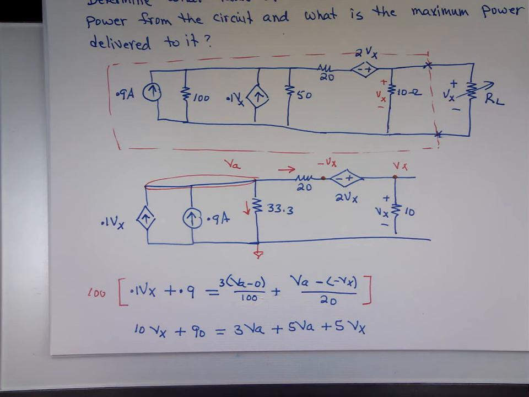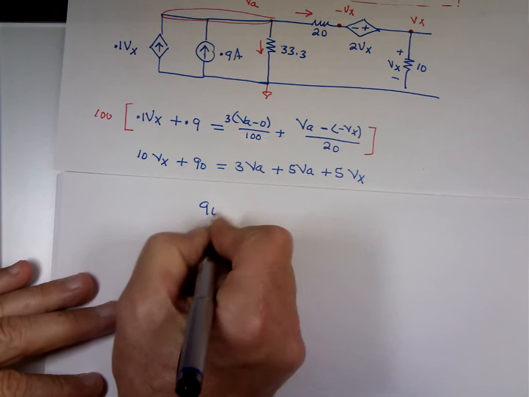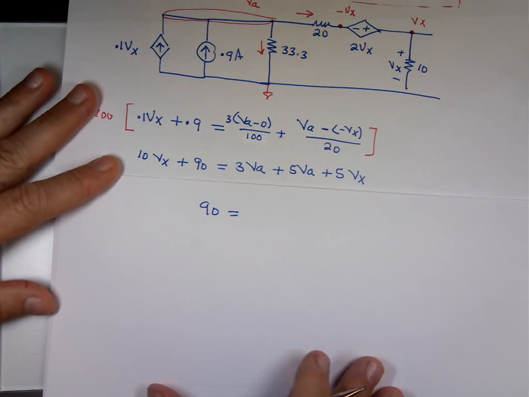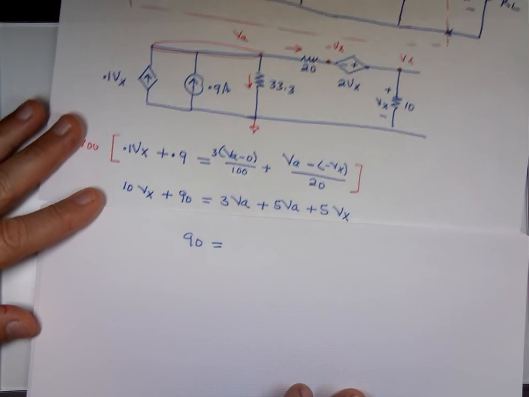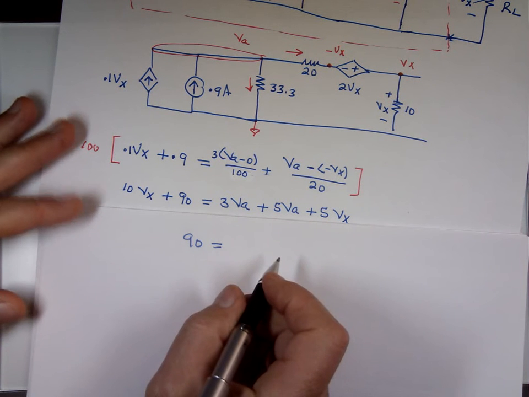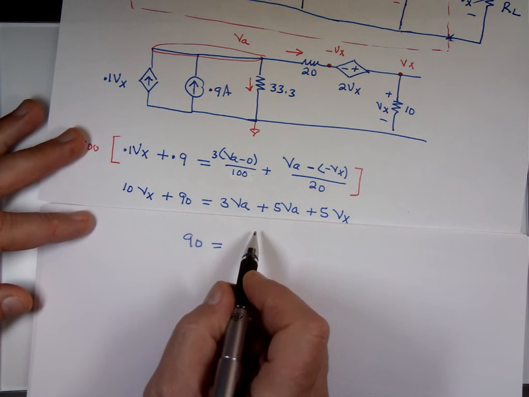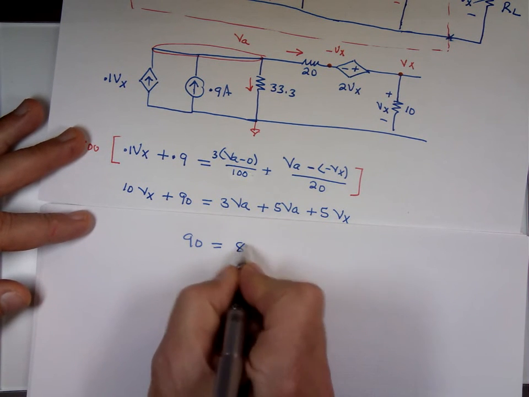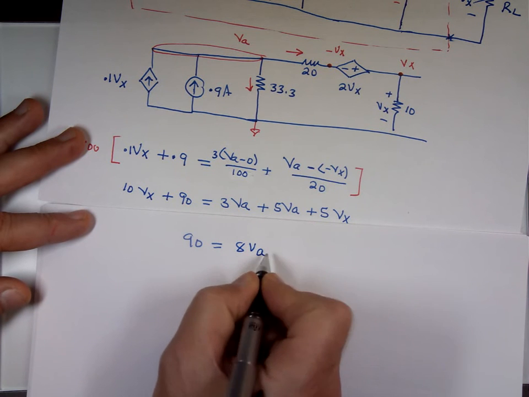Move everything to one side. What are we going to have? 90 equals what? 8VA minus 5Vx. Okay.